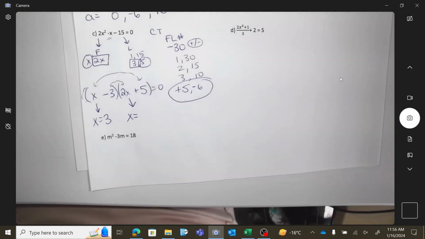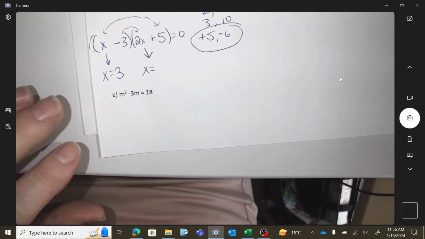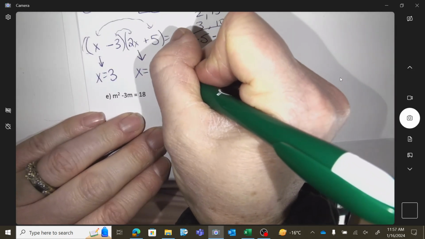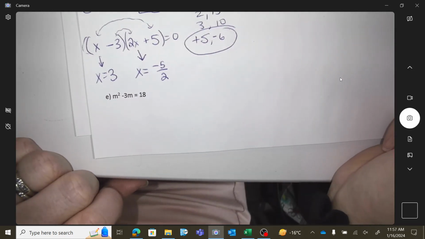This is a fraction answer, and what's the little trick? Opposite divide.